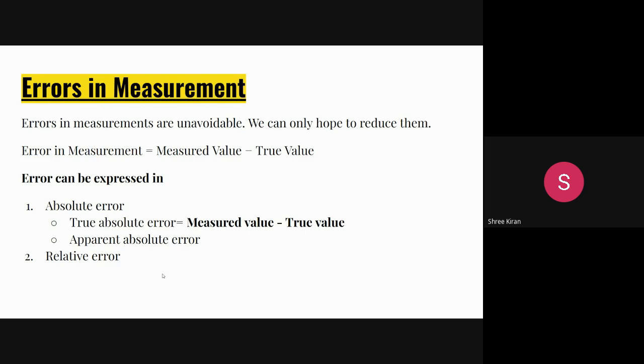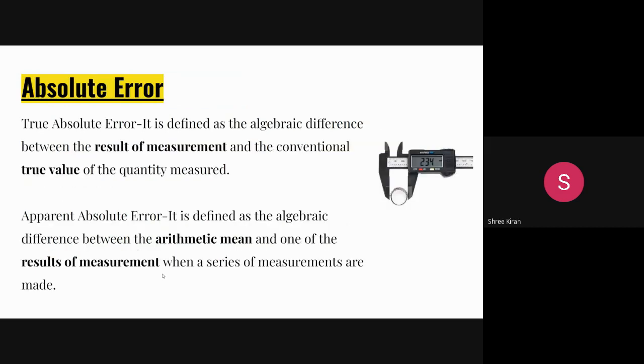This is what happens. Now, errors can be expressed in terms of absolute error and relative error. In the case of absolute error, you can say true absolute error is always measured value minus true value, and then apparent absolute error, then relative error.